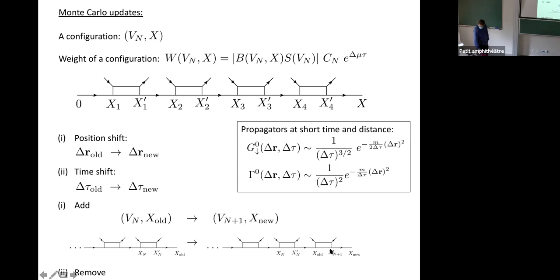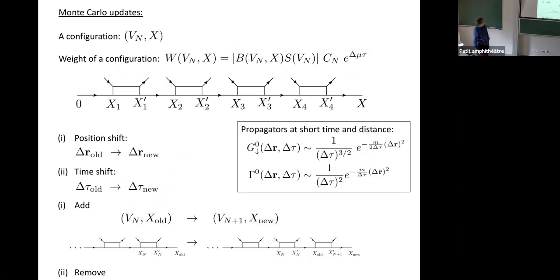Again, to choose the position difference and the imaginary time difference of these 2 new pieces, we use the short time and distance behavior. And if we increase the order by 1, we also have to have a complementary move to reduce the order by 1, and that's just remove.